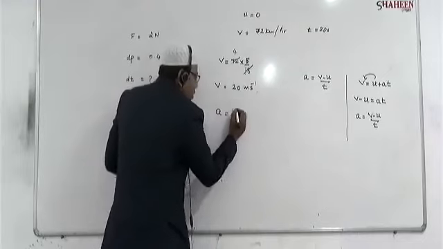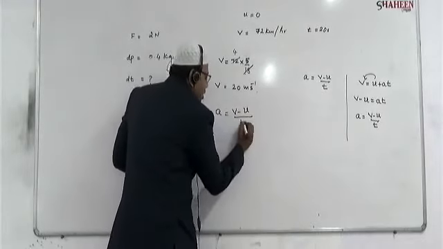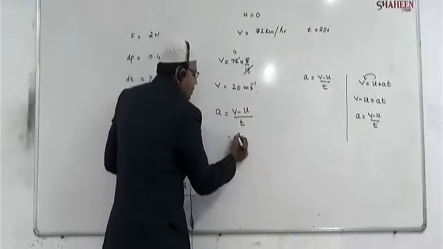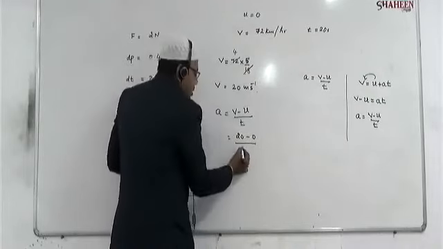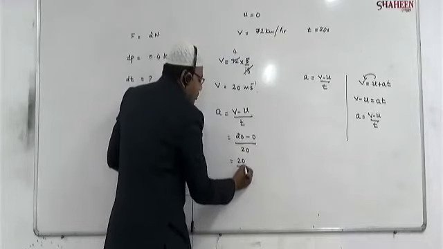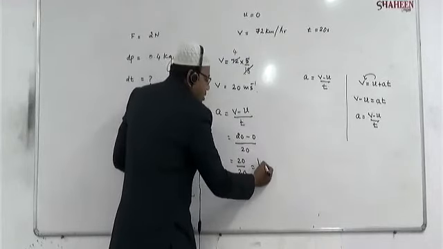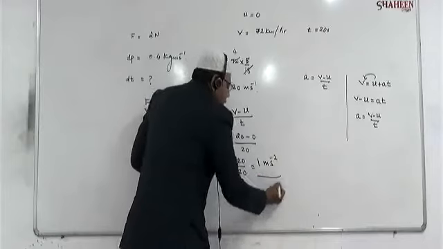So acceleration is equal to v minus u by t. So how much is v? This is 20 minus initial velocity 0, by time. How much is the time? 20 seconds. So this is 20 by 20. So that gives us 1 meter per square second as the answer.